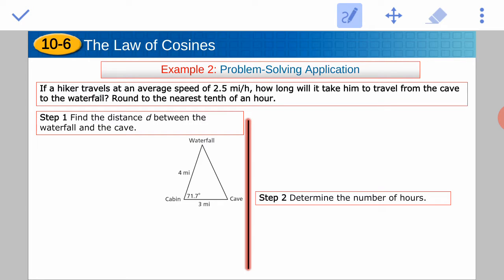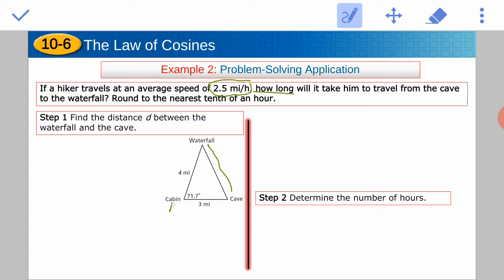If a hiker travels at an average speed of 2.5 miles per hour, how long, guys, when I ask you how long, I'm asking you about the time. How long will it take him to travel from the cave to the waterfall, round to the nearest tenth of an hour? So we need to find how long it takes this hiker to go from the cave to the waterfall, this distance, guys. Now we can put the information on the diagram.